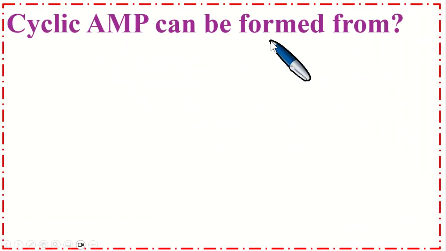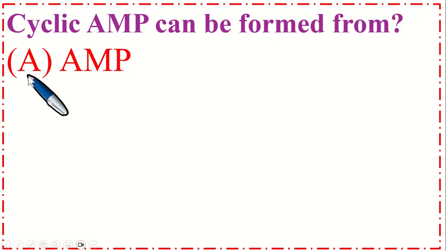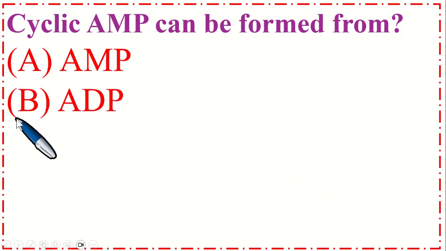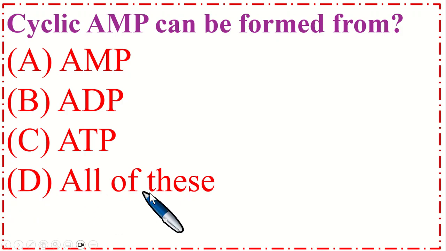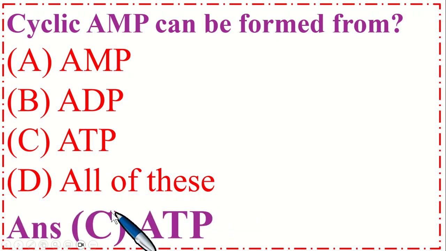Cyclic AMP can be formed from: option A, AMP; B, ADP; C, ATP; and option D, all of these. So the correct option is C, ATP.